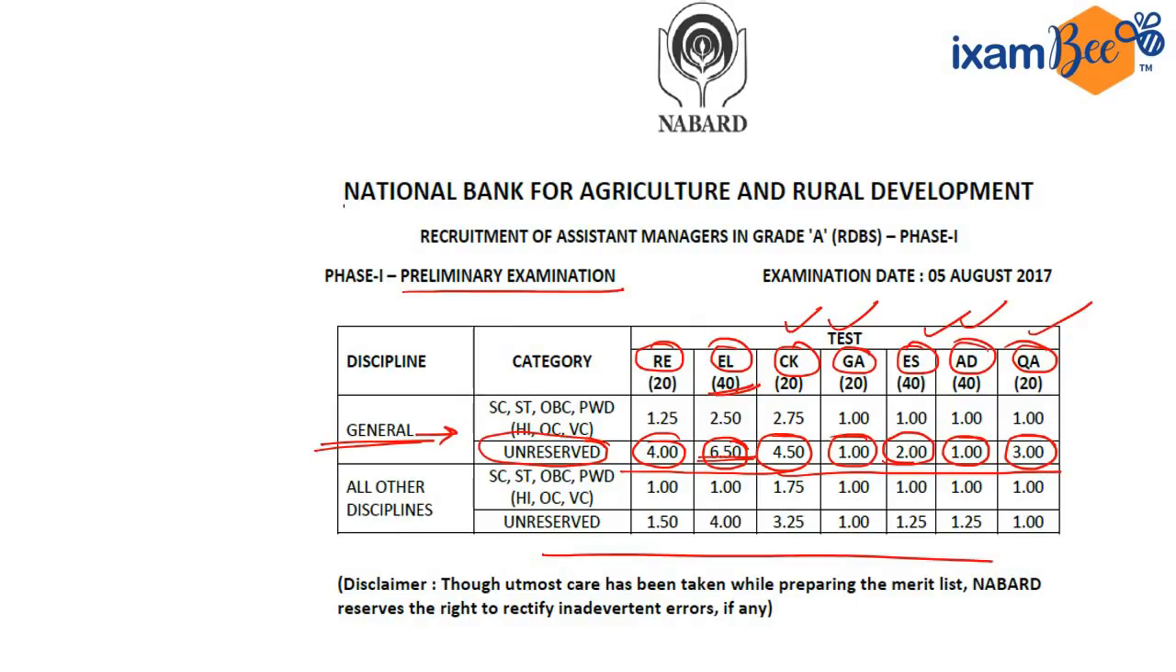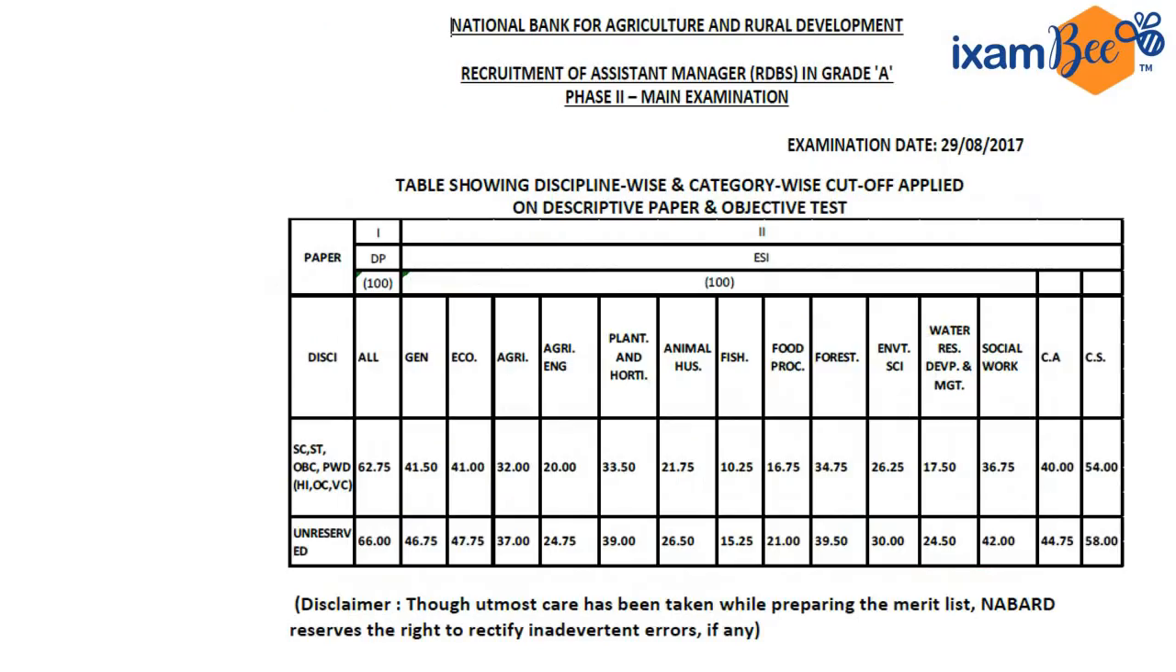Now this is about phase 1, but you are not going to clear the exam only by clearing phase 1. The ultimate aim is to get the job, so for that phase 2 is very important. In phase 2 you have the descriptive paper out of 100, and then you have ESI and ARD for the general post, and likewise for different subjects we have economics, agri engineering, etc. In the descriptive paper, for the unreserved category the cutoff was 66 marks, or 66%, because it was out of 100, and in the general post it is 46.75 marks for the ESI and ARD paper, which is again of 100 marks.